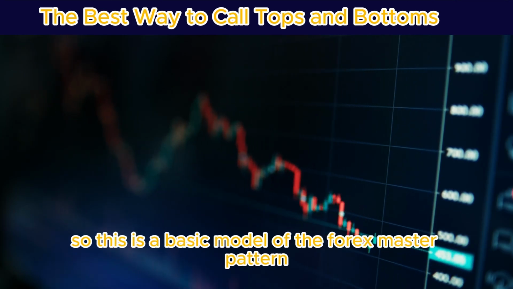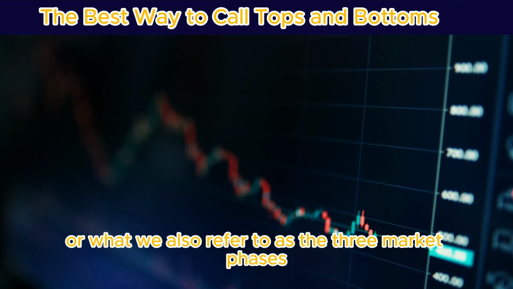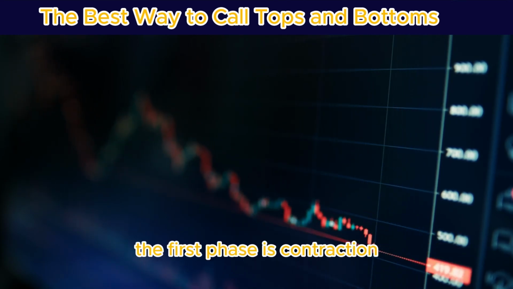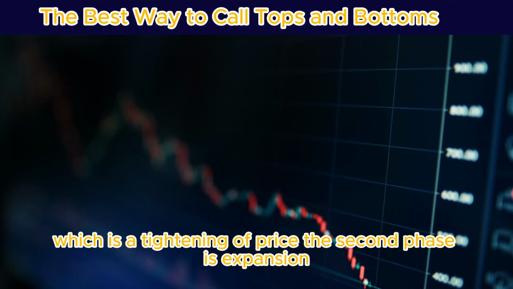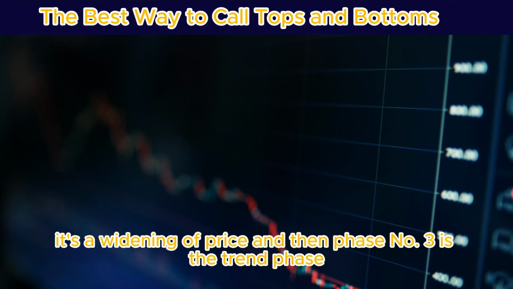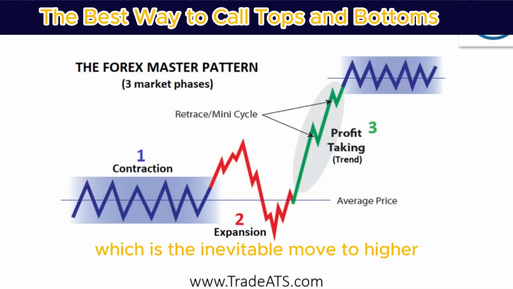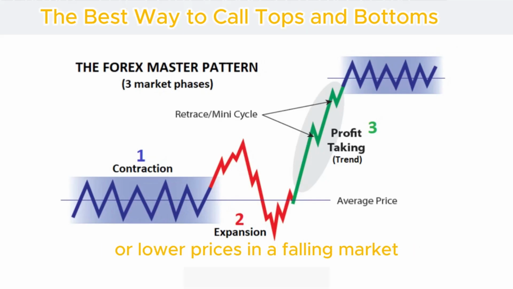So this is a basic model of the Forex master pattern, or what we also refer to as the three market phases. The first phase is contraction, which is a tightening of price. The second phase is expansion, which is the opposite of contraction. It's a widening of price. And then phase number 3 is the trend phase, which is the inevitable move to higher or lower prices in a falling market.